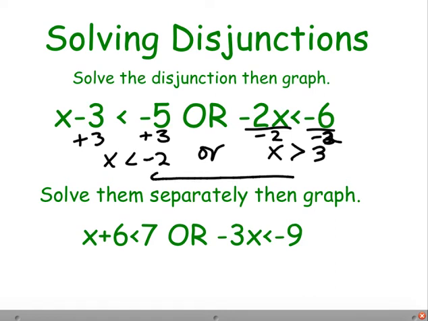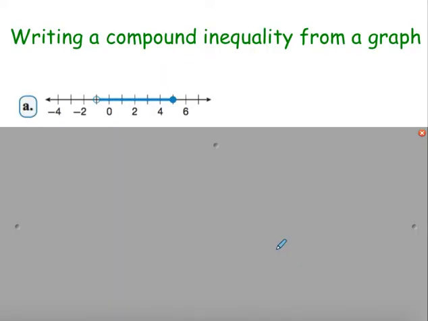So this truly is a disjunction, with our -2 having an open dot going to the left, and we have 3 open dot going to the right. So this is a disjunction. And same with the bottom one. Subtract 6, divide by -3, make sure to switch the sign.